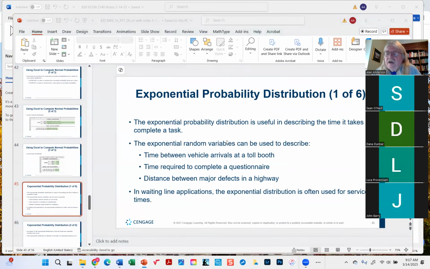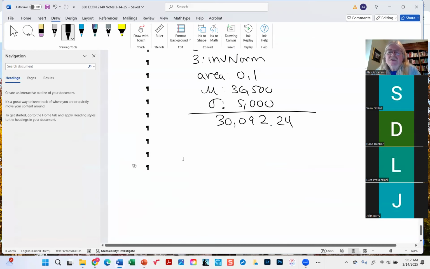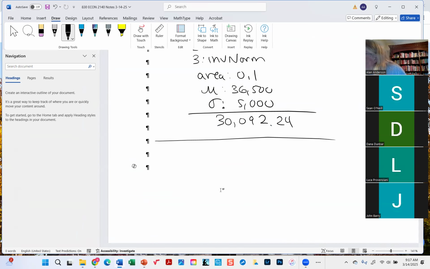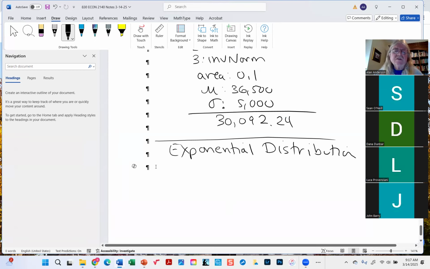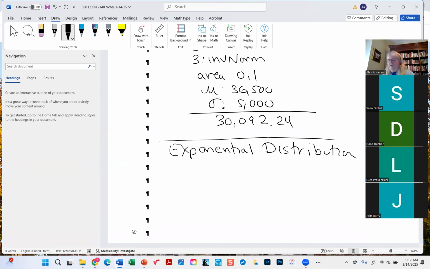Now, in the meantime, I think we have a few minutes here. Let's at least introduce the so-called exponential distribution. This is the third of our three continuous distributions. Now, this one is a little different from the others. I mean, they're all different. They all have different purposes. So this one is actually related to the Poisson.